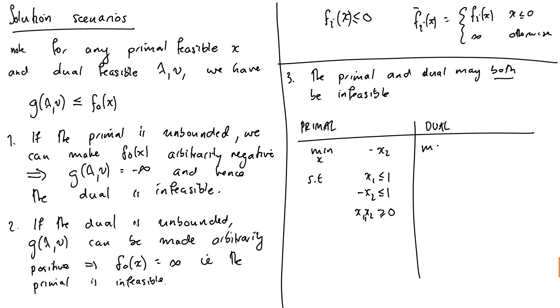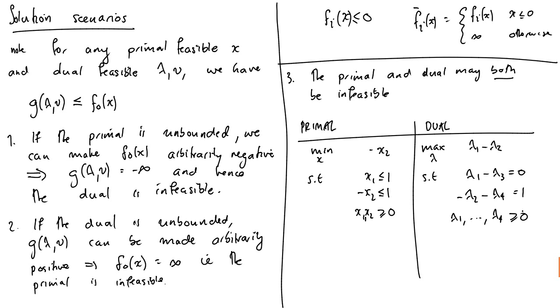Now you can check for yourself that the dual problem, a useful exercise if you want to pause and you've got a bit of time, is maximize lambda 1 minus lambda 2, subject to lambda 1 minus lambda 3 equals 0, negative lambda 2 minus lambda 4 equals 1, and lambda 1 through to lambda 4 greater than or equal to 0.